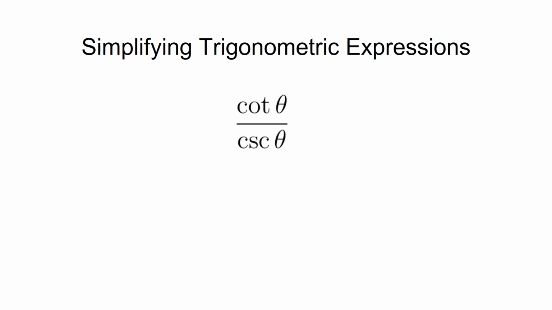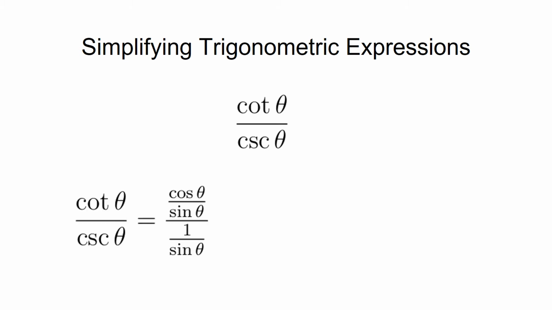Sometimes we're given complex trigonometric expressions that we want to simplify. One technique is to rewrite the expression in terms of sines and cosines only. Let's try that on the expression shown. We replace cotangent of theta with cosine theta over sine theta in the numerator and cosecant theta by 1 over sine theta in the denominator.